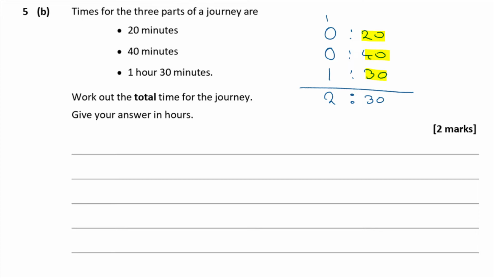Give your answer in hours. Well, if I just have to give it in hours, 2 hours and 30 minutes is like 2 hours and half an hour. So I would say that 2 hours and 30 minutes is the same thing as 2.5 hours. If it's just in hours, I would say that's 2.5 hours. So that's my final answer, 2.5.